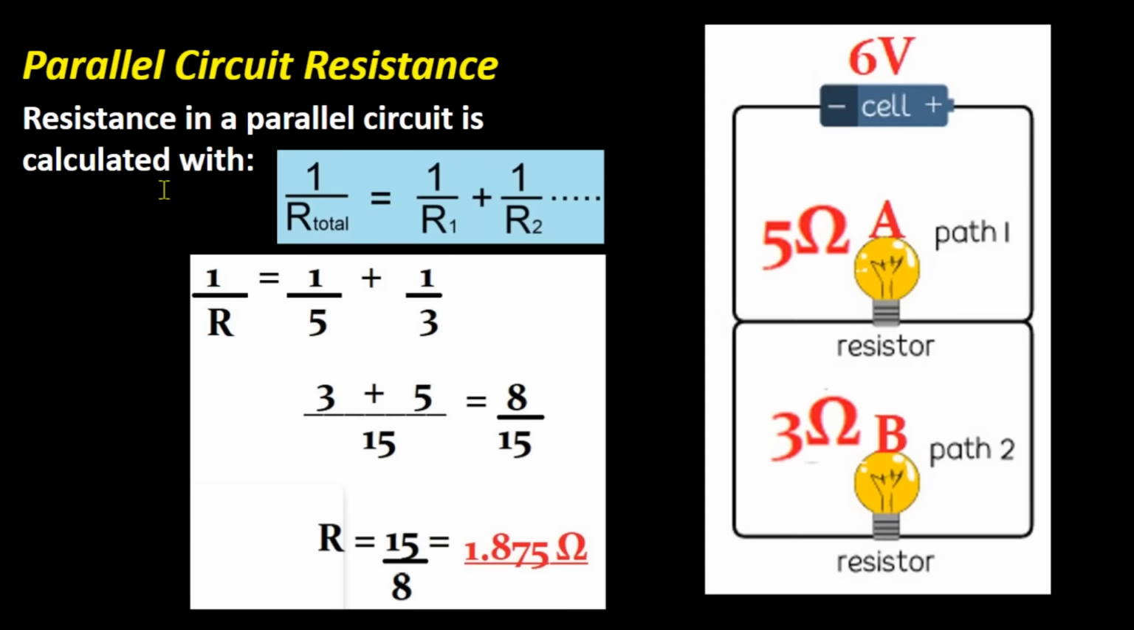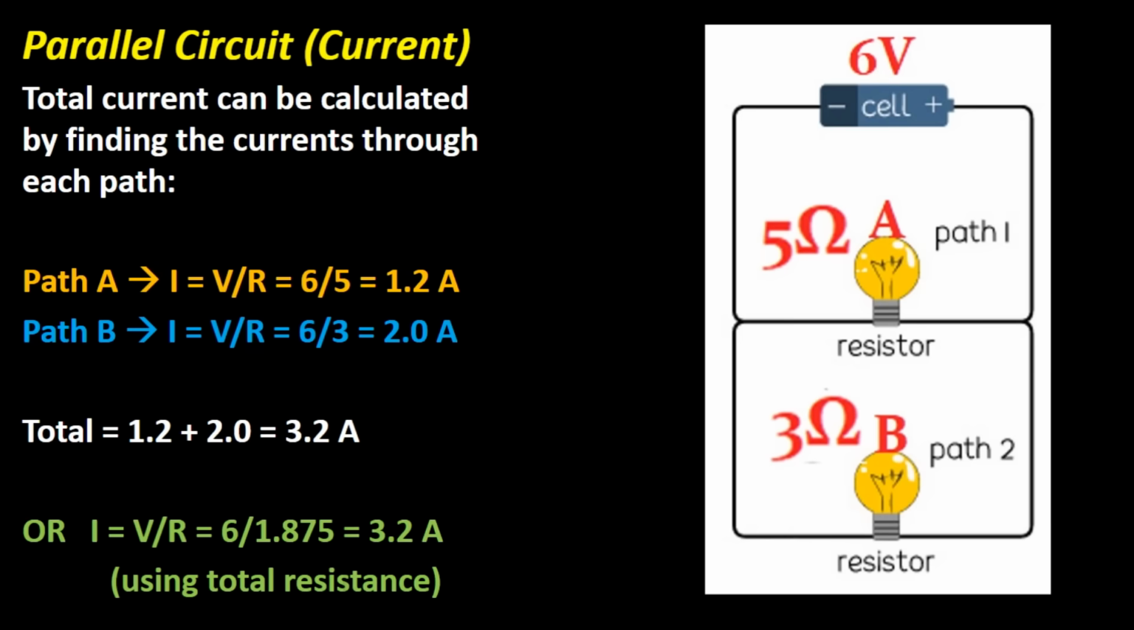Resistance in a parallel circuit is calculated with the following formula. 1 divided by R is equal to 1 over R1 plus 1 over R2 and so on if there are more. In this case here we only have two resistors, so there's going to be 1 over 5 plus 1 over 3. The LCM of 5 and 3 is 15, so 5 into 15 is 3, 3 into 15 is 5, 3 plus 5 is 8 over 15, that's 1 over R, so that means R is going to be the inverse, so R is going to be 15 over 8, which is 1.875 ohms.